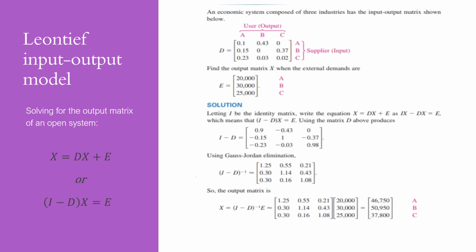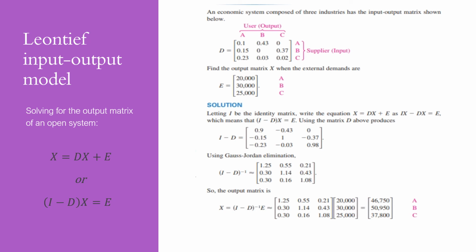Let's see an example to understand Leontief's input-output model. We are trying to solve for the output matrix X, where X satisfies this matrix equation, X equal to DX plus E, or I minus D times X equal to E, or in other words, X will be the inverse of I minus D times E. Let us take that there are three industries A, B, C. You have inputs and outputs, and the matrix is given. Your D, the matrix D, will be the input-output matrix, and E, the external demand, is also given.